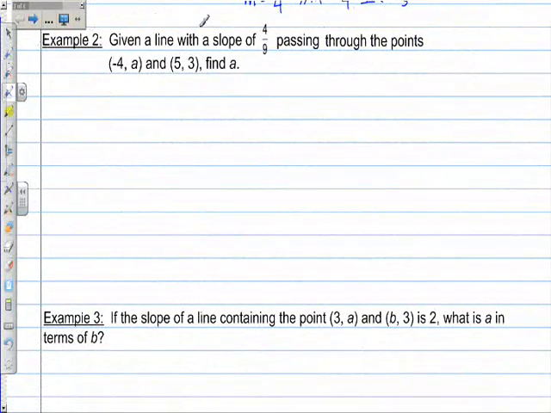Now, the next one, if you're given a line with a slope of 4/9, and then it gives you the points (-4, a) and (5, 3), find a. Again, you're going to label all your parts. If they told you the slope, you can go ahead and put in an m for that. Now that we have our points, x1, y1, and then x2, y2, okay? Again, you can rewrite your formula. If you rewrite it every time, you'll remember it every time. y2 minus y1 divided by x2 minus x1.